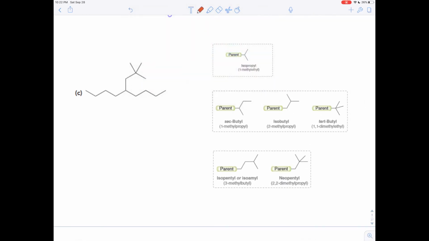If we take this next one, the longest carbon chain you can find without going backwards or lifting up your pencil would be this one right here. So our branch is this, and that is a neopentyl branch. So that branch name would be neopentyl.